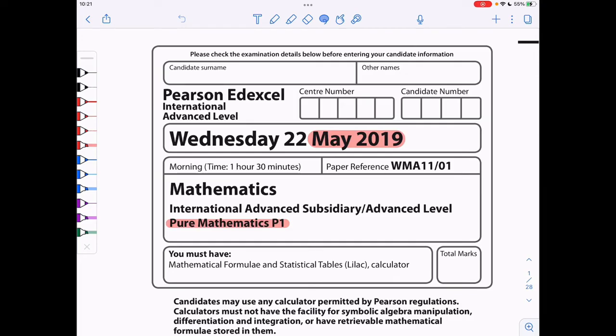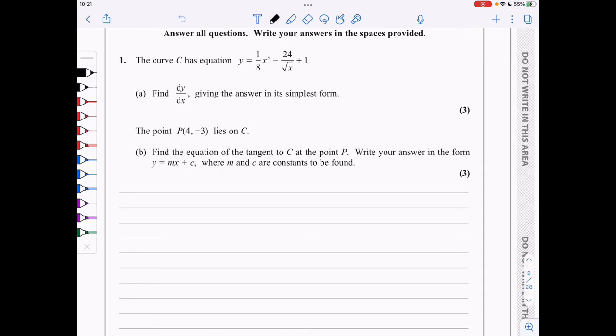Hi everyone, today we'll be looking at the May 2019 QR Mathematics 1 paper. Question 1, we've got the curve C defined by this expression here and we need to find dy/dx.